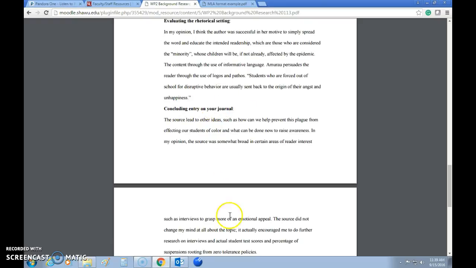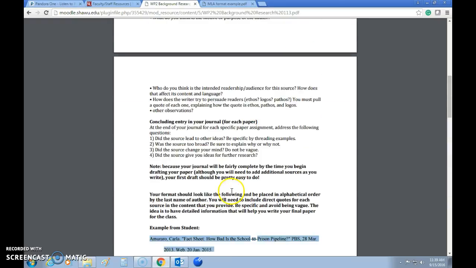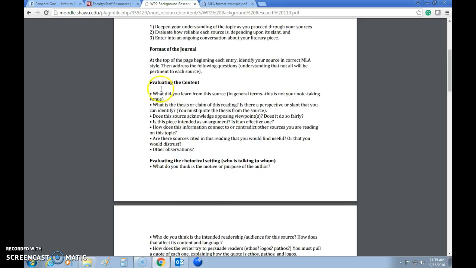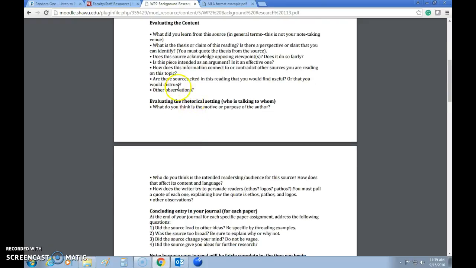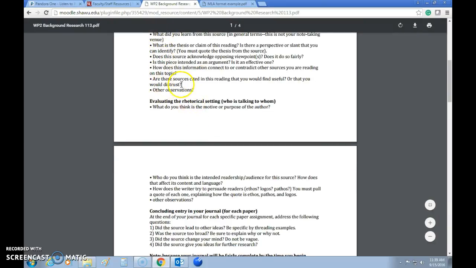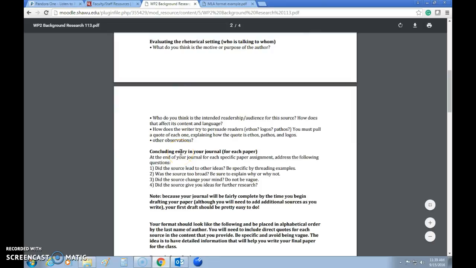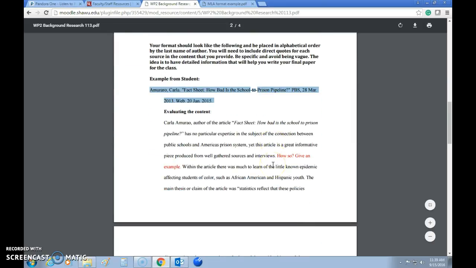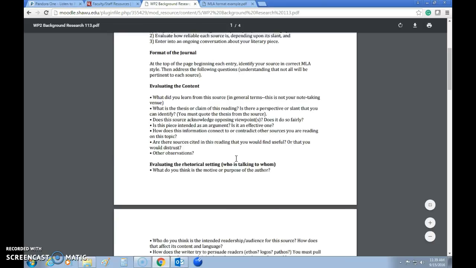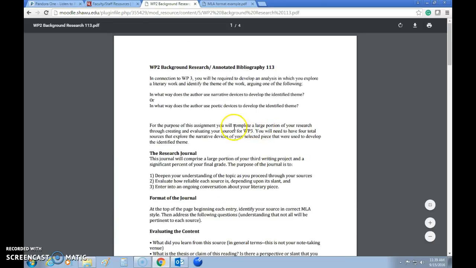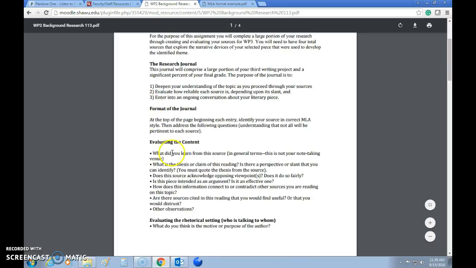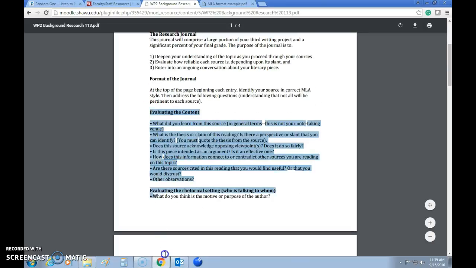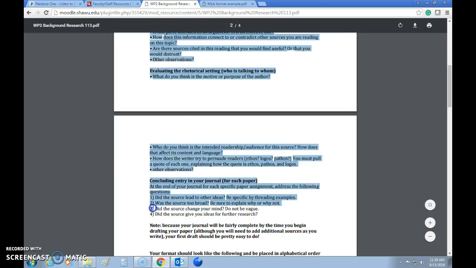Now, what should be in each of these sections? Well, that is outlined right here. Evaluating the content, evaluating the rhetorical setting. So you just basically answer these questions, and then your concluding entry. So, once again, for Writing Project 2, you're going to write an annotated bibliography in MLA formatting. You need 4 sources. For each source, you need to answer these 3 sets of questions, and you'll put them on a separate piece of paper. What? That seems like a lot of work.